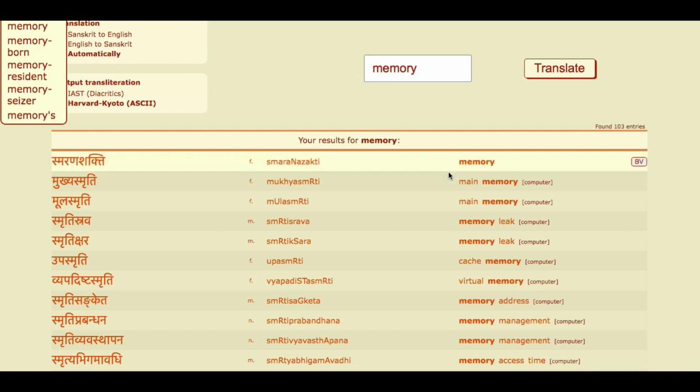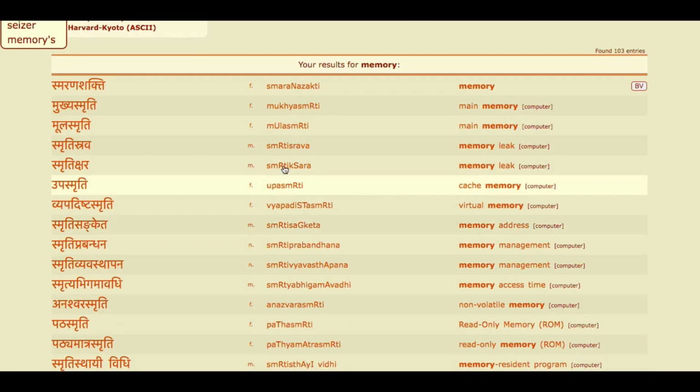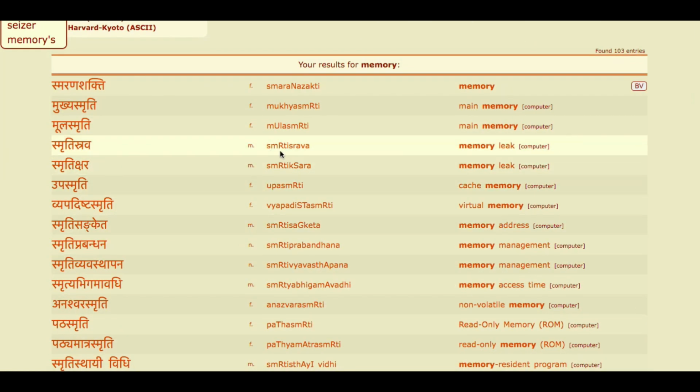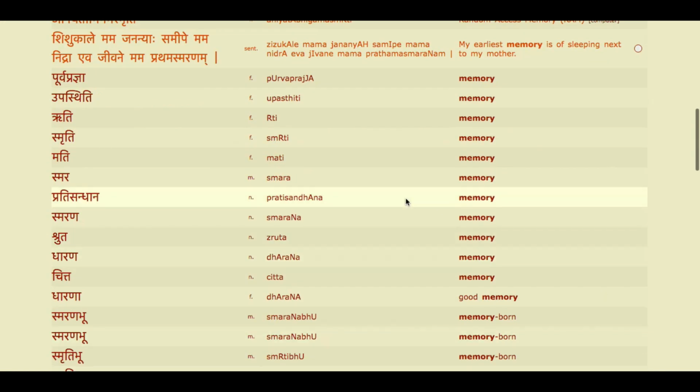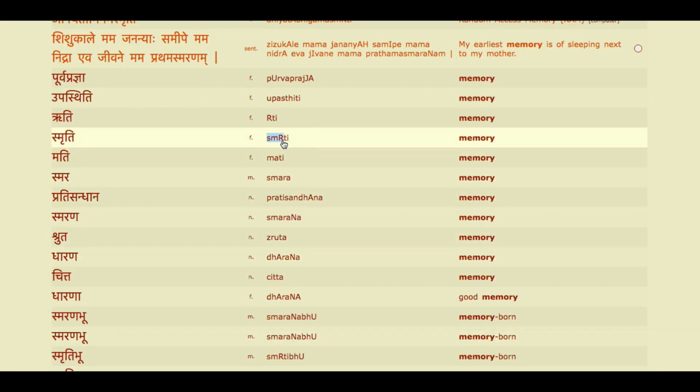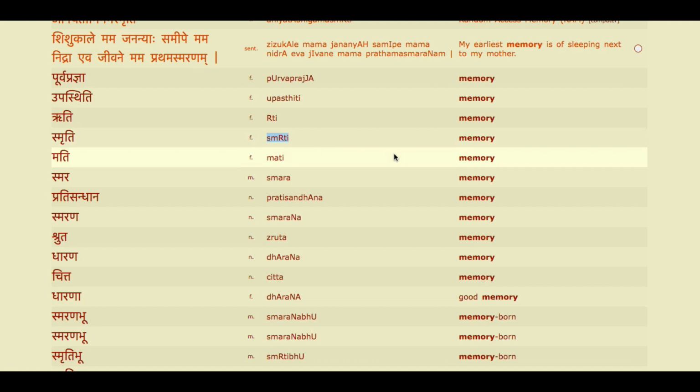Tell me what the word is for memory. There's a lot of words for memory, like anything. But one of them is going to be smrti. Smrti, this root smrti, right here, smrti. Guess what? It's the same word as smart in English, all right?